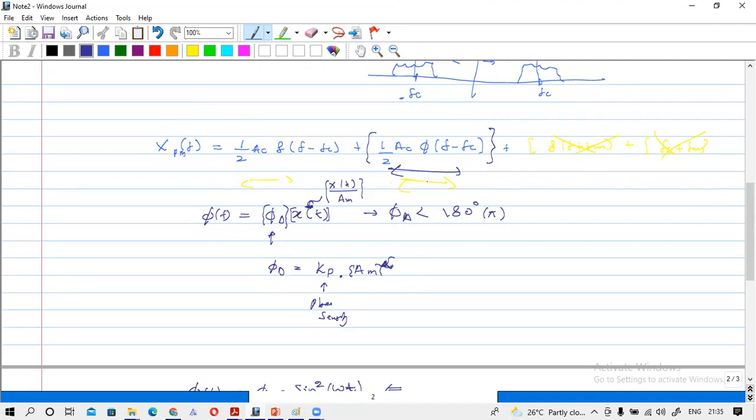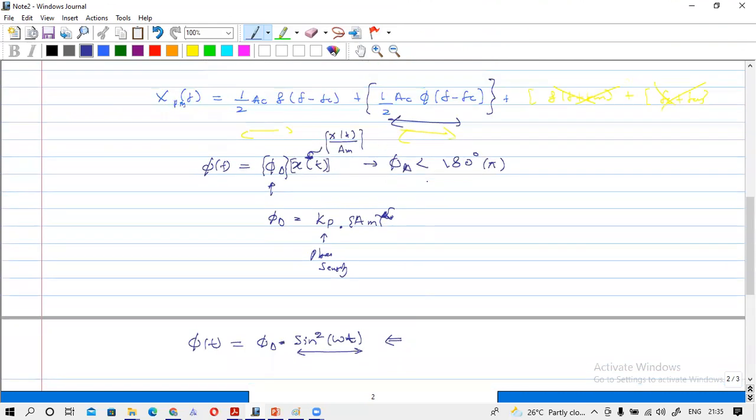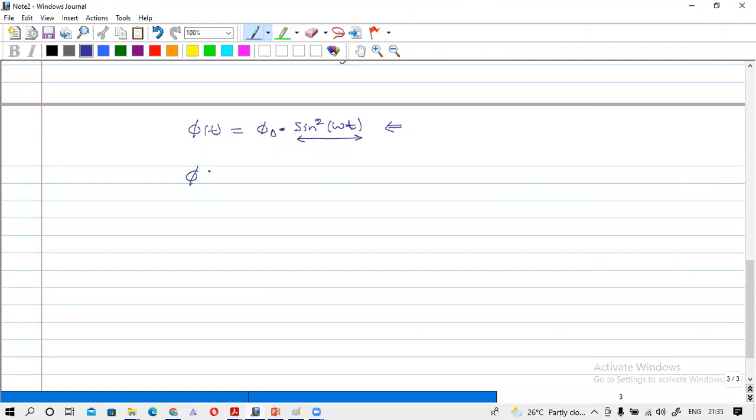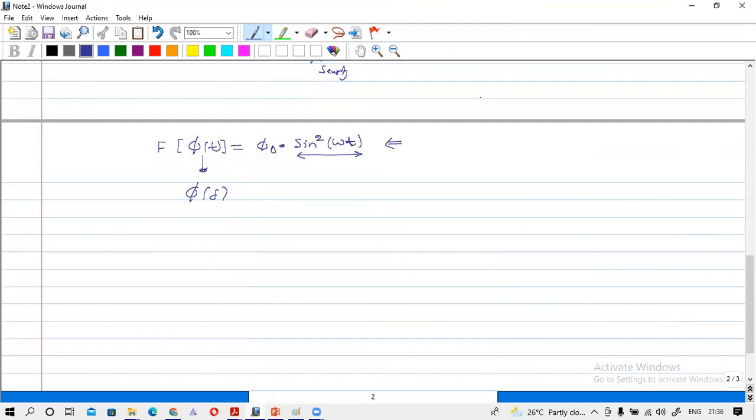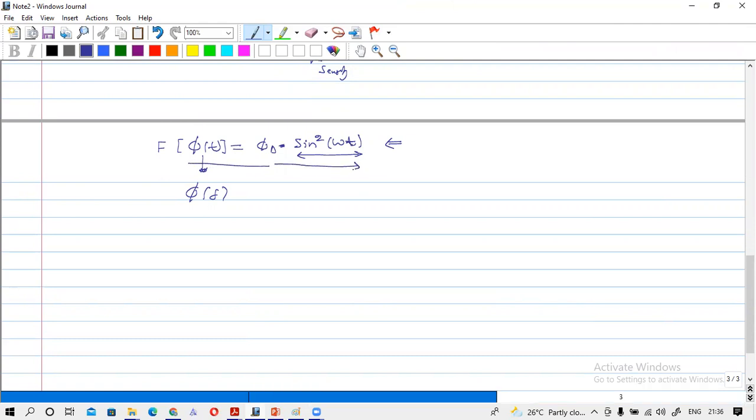So how to calculate this term? If we can calculate phi(f), that is the Fourier transform of this phi(t), then we can find this term easily. So we will try to find the Fourier transform of this phi(t), this message signal times the phase deviation. To find the Fourier transform of this phi(t), we have to find the Fourier transform of phi delta sinc squared omega t.